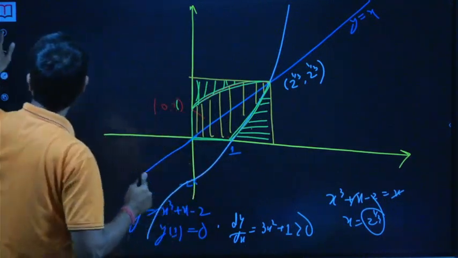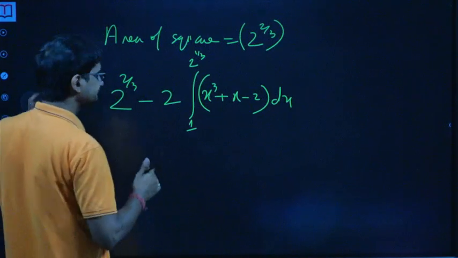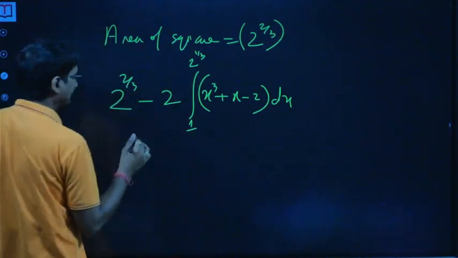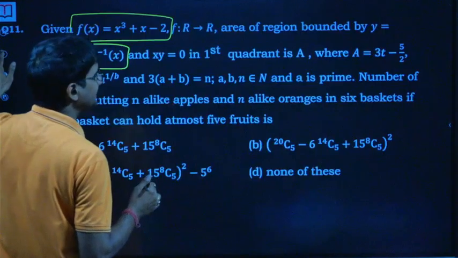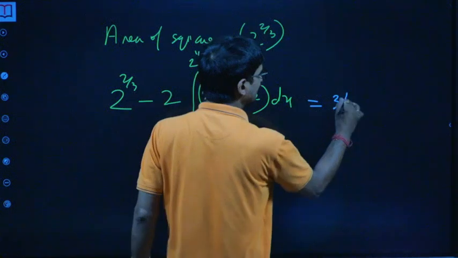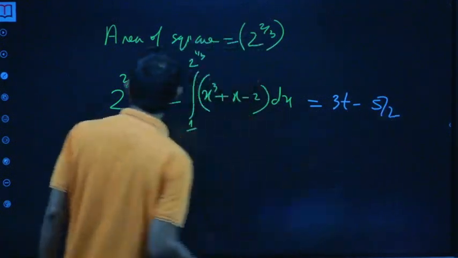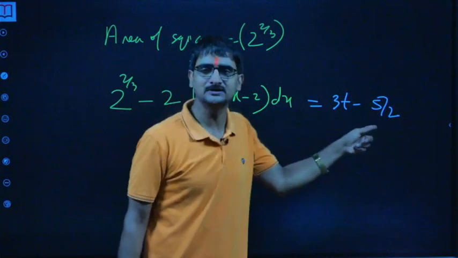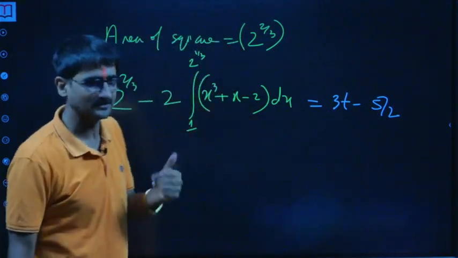So once you do it, we are given that the area is 3t minus 5 by 2. We have to find t. The point is, if we get something like 5 by 2, we'll be sure that we are in the right direction.